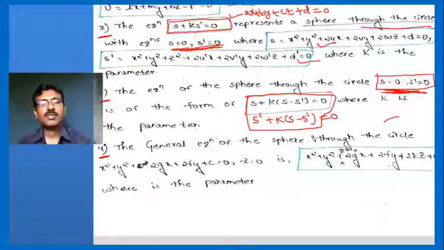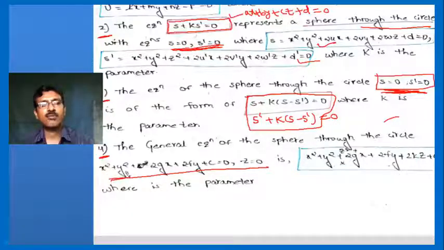The general equation of the sphere through the circle. A circle is denoted by two equations. Here one is the plane z equal to 0. The first one is the equation of a cylinder. This is the equation of a cylinder.